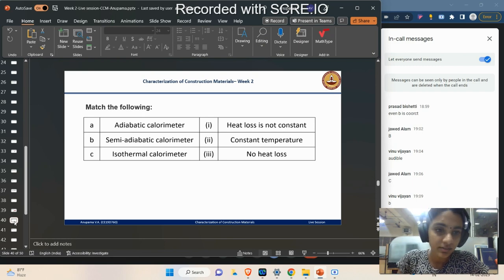The adiabatic calorimeter, semi-adiabatic, and isothermal are the options in the first column, and in the second column it is heat loss is not constant, constant temperature, and no heat loss.